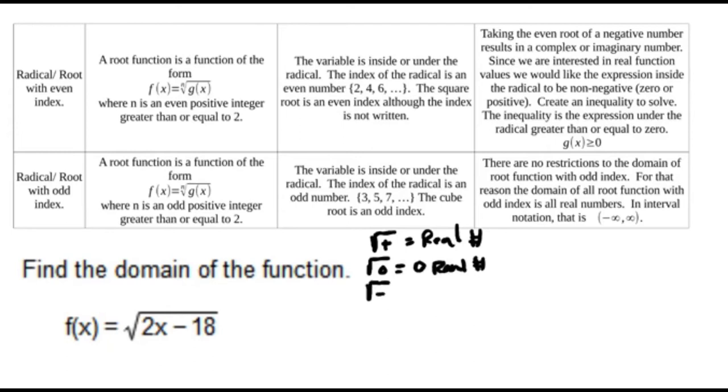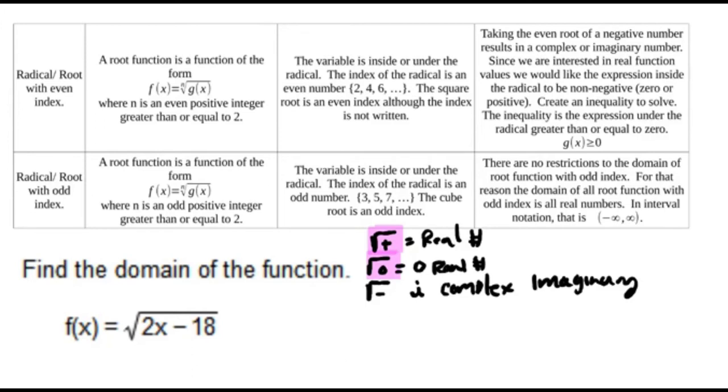However, the square root of a negative is going to give you i, and that is a complex number or imaginary number. So this gives us a restriction on square roots, and that restriction is that we only want to have positive values or 0 values, or we can say non-negative.